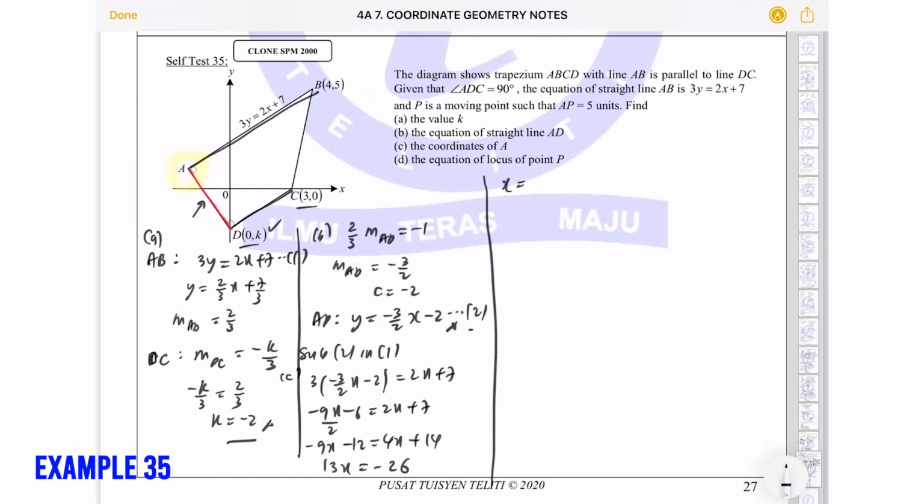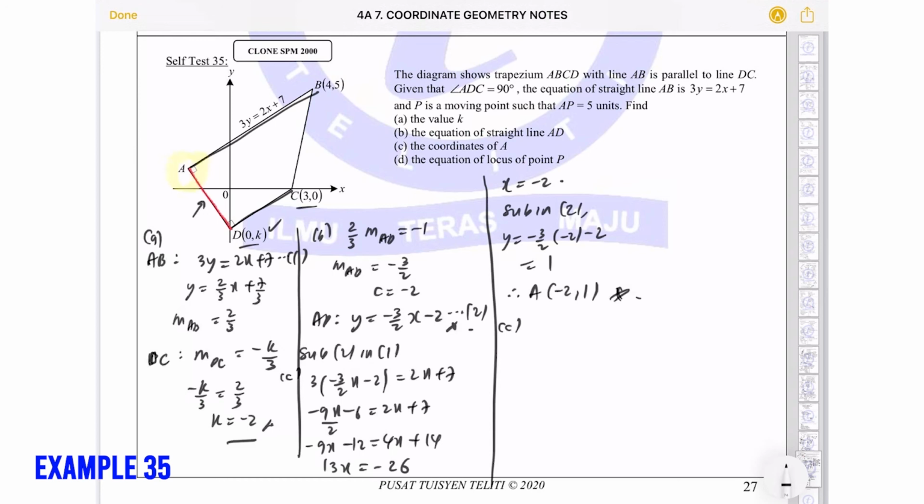x will be negative 2. Right? And if x is negative 2, we can sub inside, let's say, equation number 2. My y is negative 3 over 2 times negative 2 minus 2. This is 1. So therefore your coordinate point A is just (minus 2, 1).